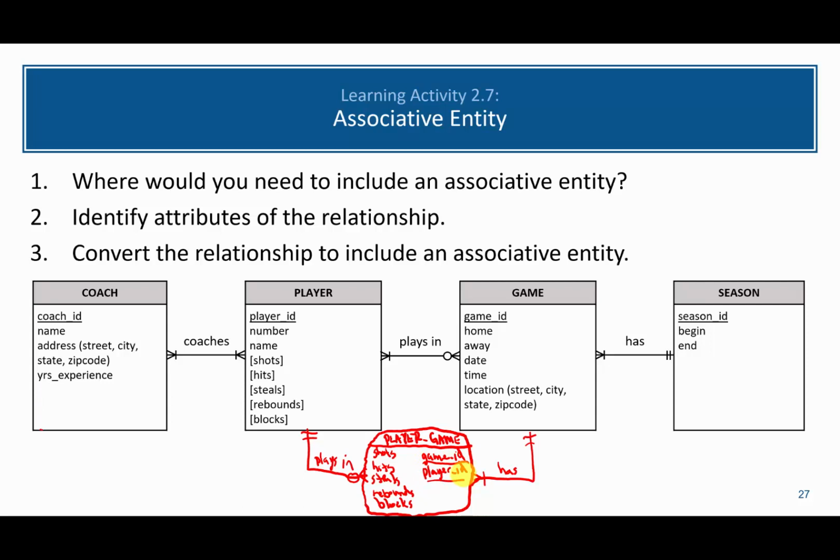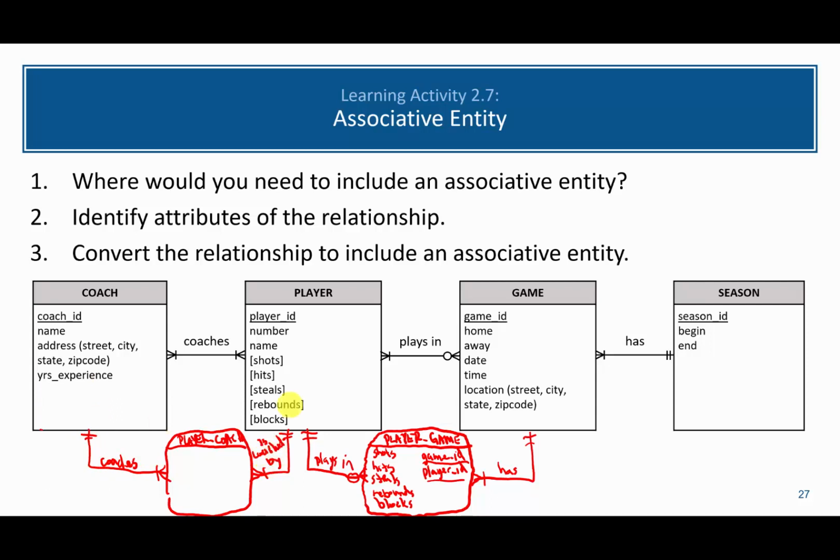We would do the same thing over here for coach, so I'm going to go ahead and draw another associative entity, and we'll go ahead and connect these, and we'll name this player coach. All right, so it's a one-to-many on both sides, so we'll just go ahead and put the one-to-many on both sides of the associative entity, add our mandatory ones. And then we can say coach coaches, and the player is coached by.